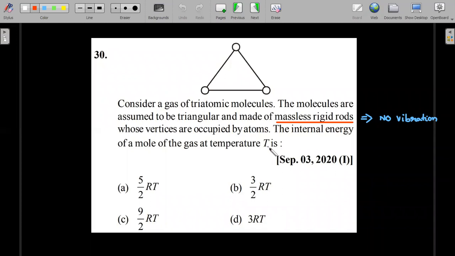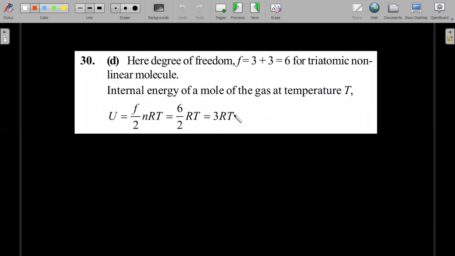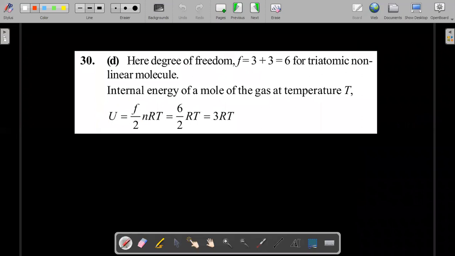Okay, right? So, using the thermal degrees of freedom, the total degrees of freedom, there's no vibration, right? So 3 translational and 3 rotational, so total 6 degrees of freedom, and therefore f/2 RT, right? So 3RT is the required answer.